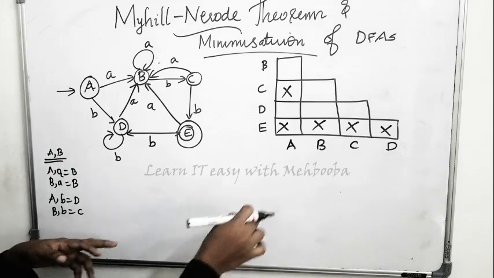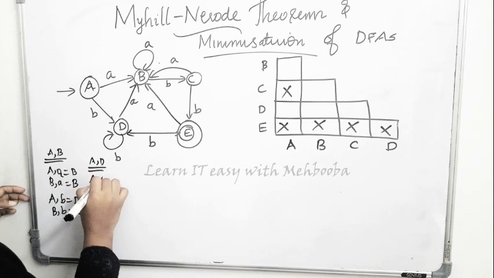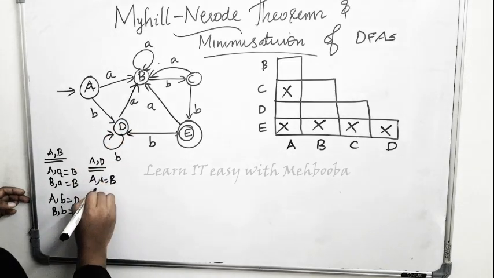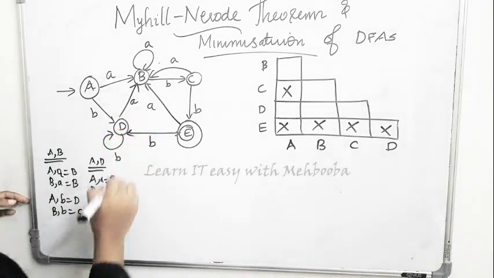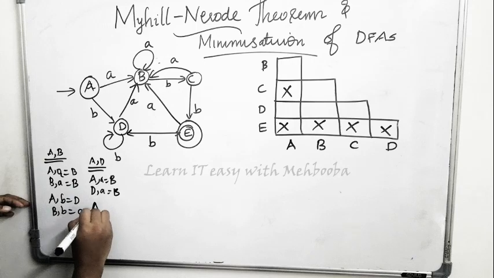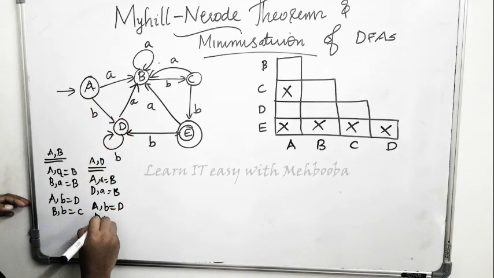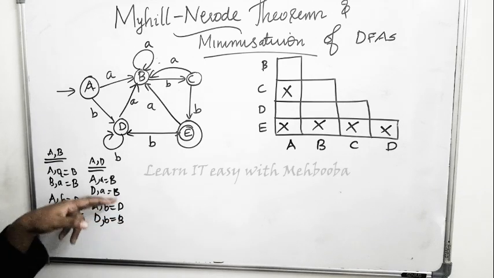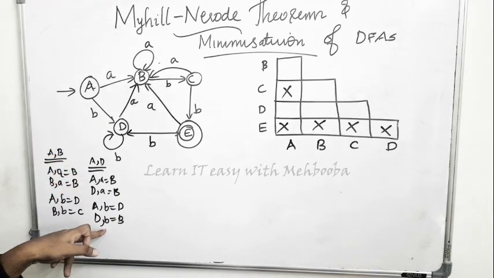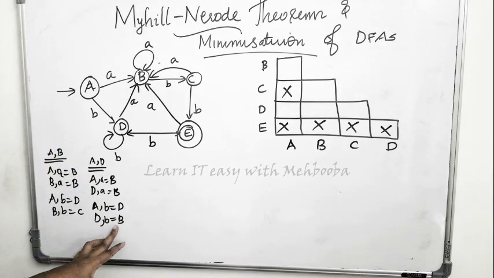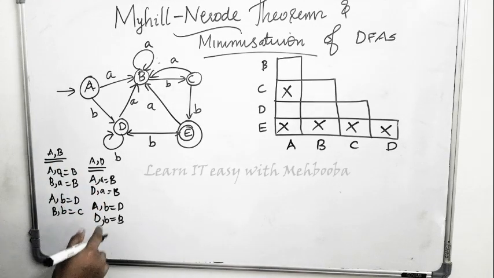Now we will check for AD. A on a goes to B, and D on a goes to B. Then A on b goes to D, and D on b goes to itself. So neither BB nor DB. A on b goes to D. D on b goes to itself. This DB pair has not been marked, so we can't take a decision on AD for the time being.